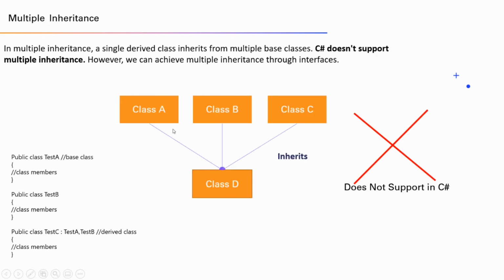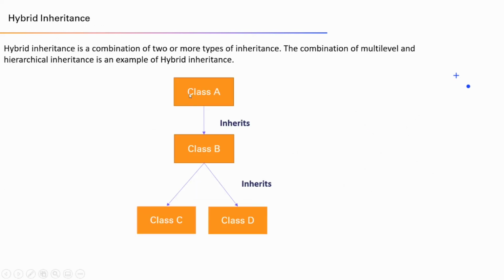Here, a single derived class inherits from multiple base classes. C# doesn't support multiple inheritance. You can achieve it through interfaces. For example, you cannot inherit Test A and Test B, multiple classes, into Test C. Only a single base class is allowed for a derived class. Hybrid inheritance is a combination of one or more types of inheritance. The combination of multi-level and hierarchical inheritance is an example of hybrid inheritance.